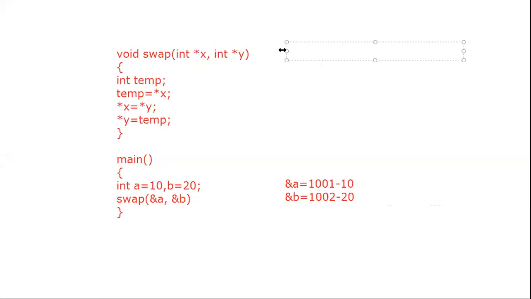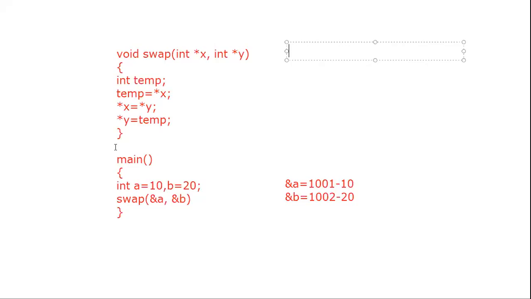Now in the definition, void swap, we accept int *x. So star means what? Yes, pointer. Can anyone tell me what a pointer is, or what the use of a pointer is? Any idea? It points to the memory location, or to whatever value is available at that memory location.